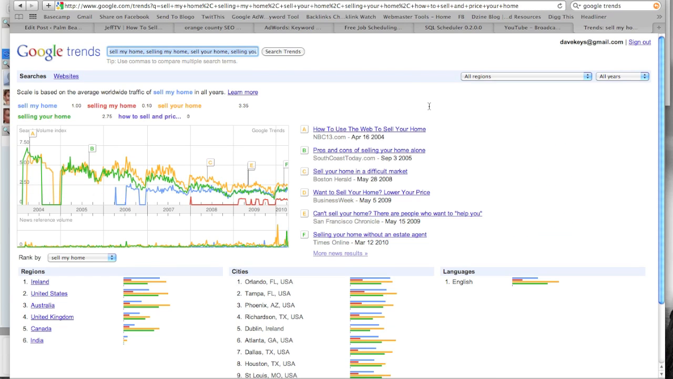This will give you a metric, kind of an algorithm of comparison. I want a factor of 1 being the best of all the results you chose. And you can see that in blue, selling my home got a factor of 1. My correction, I'm sorry. Sell my home got a factor of 1 over here. Selling my home got 10% of that, a factor of 0.1. Sell your home got 3.35. Selling your home got 2.75.